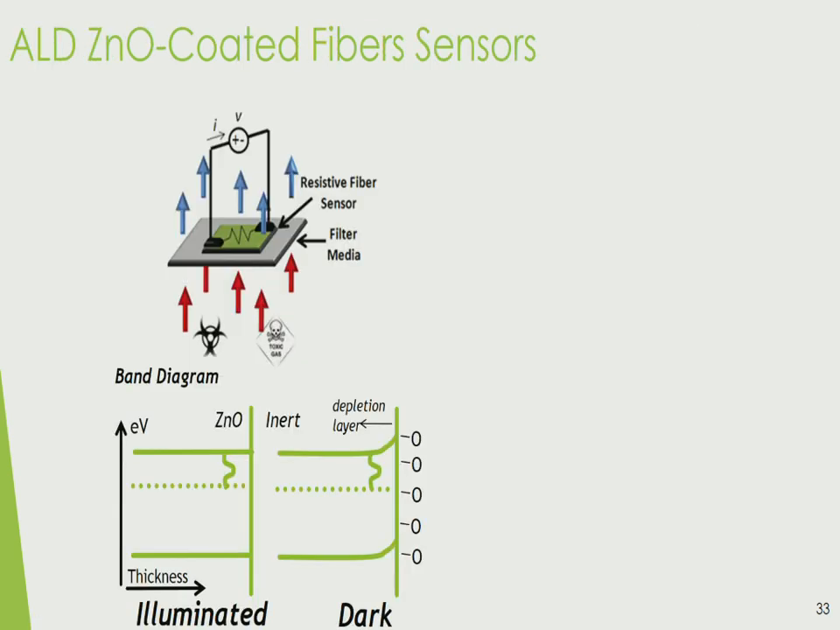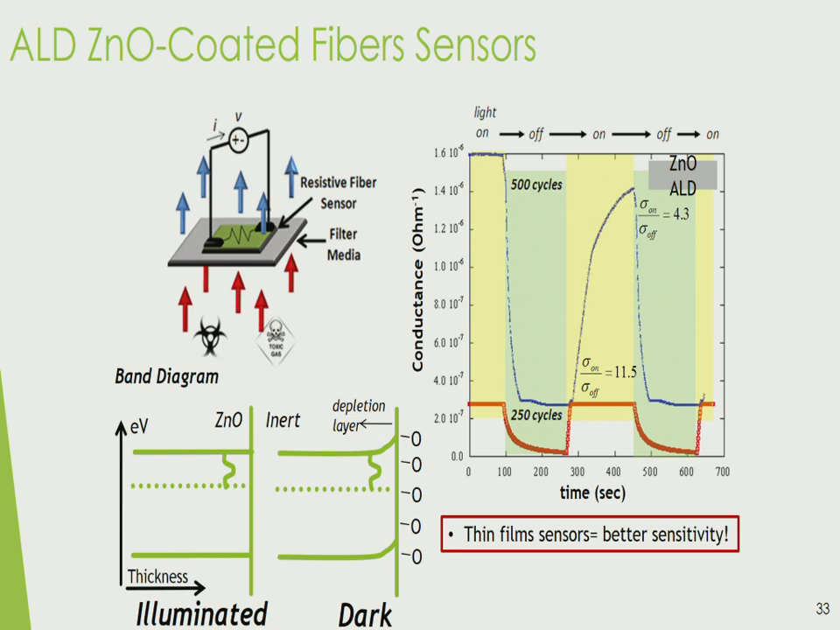And so zinc oxide is a semiconducting material, which means that it has a band gap, has intermediate states. We can actually form a depletion layer with illumination versus non-illumination, and we can see the resistive on versus resistive off ratio goes up when we have a lower number of cycles versus a higher number of cycles, so the depletion layer is actually going more into the material. We can have much better sensitivity with thin film sensors. Hey, that's what everybody knows about sensors. So we were able to show it with ALD.